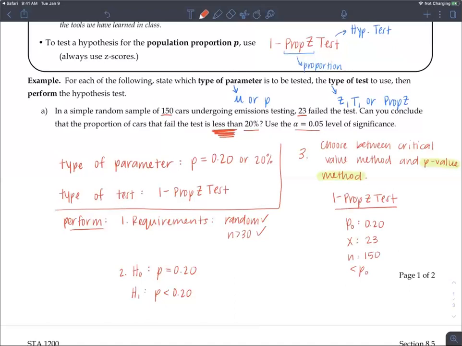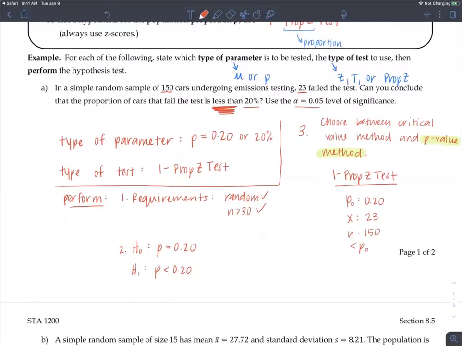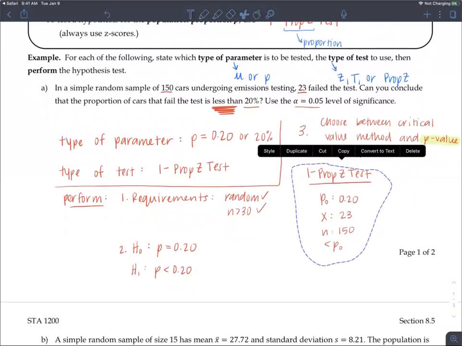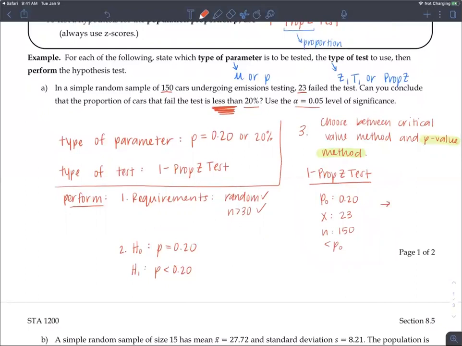And so here you get a p-value. After you put all of that in, you get a p-value of 0.077. And then the fourth step would be to make a conclusion.